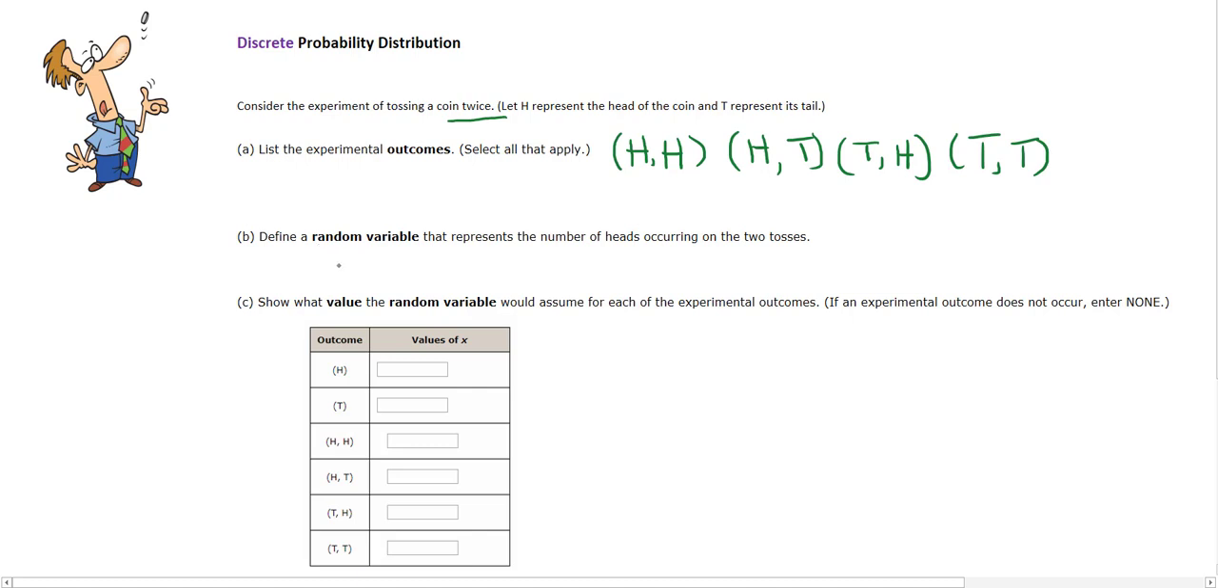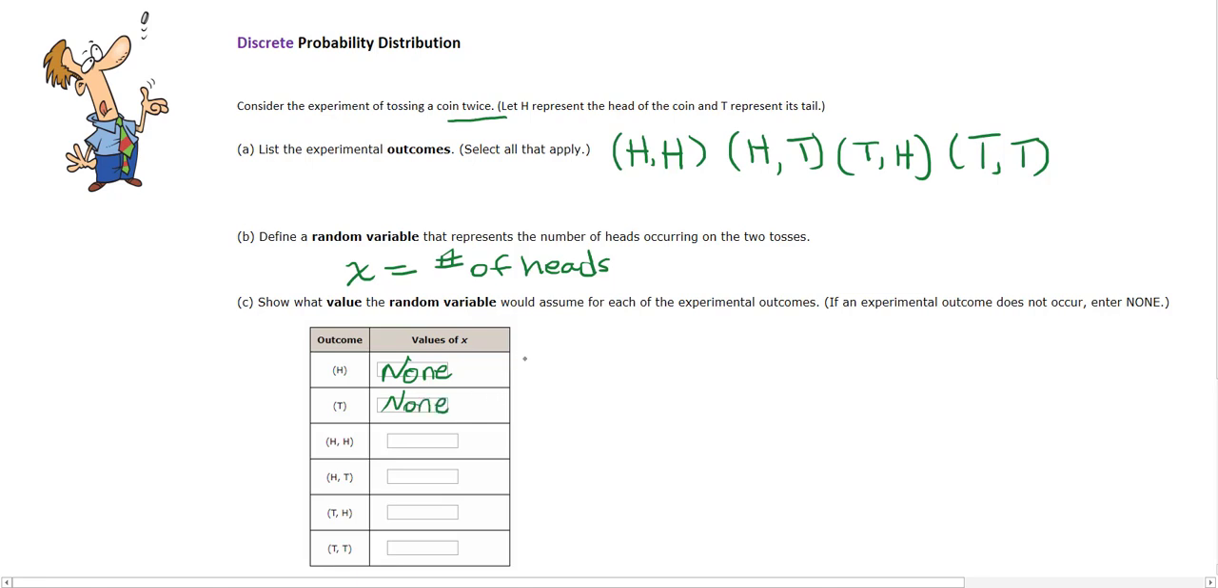So what we're defining here for our random variable is x, the number of heads in these two tosses, okay, in two coin tosses. So it says show what the value of the random variable would assume for each experimental outcome. If an experimental outcome does not occur, enter none. Well, if we're flipping it twice, this can't happen.